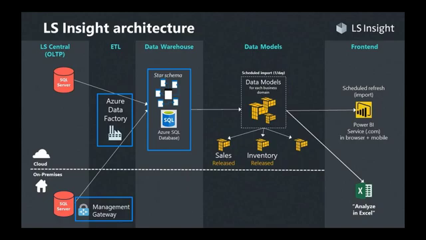Once the gateway is up and running, you can trigger a pipeline run to load your data into the data warehouse. If the LS Central database is located on an Azure virtual machine, there is no need for a gateway and the pipelines can be run straight away.